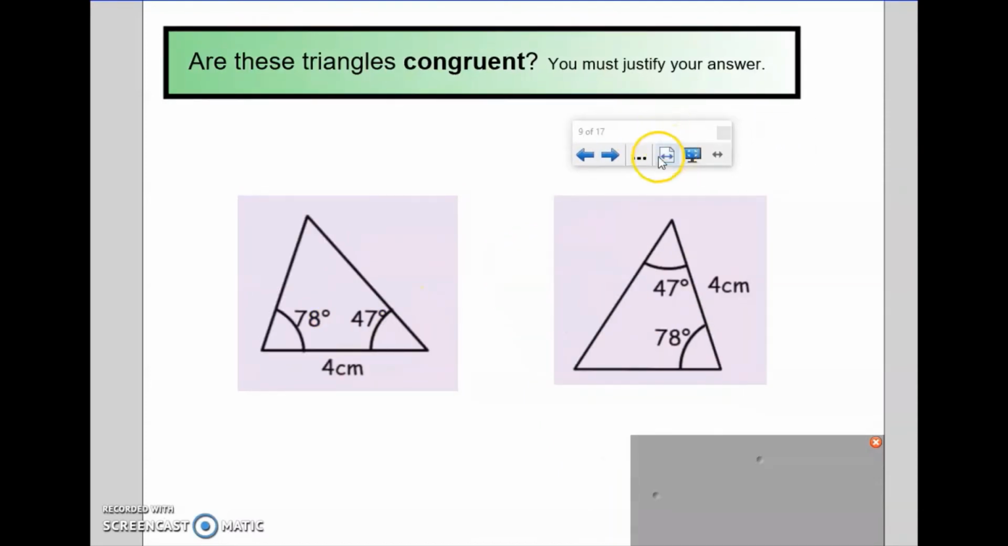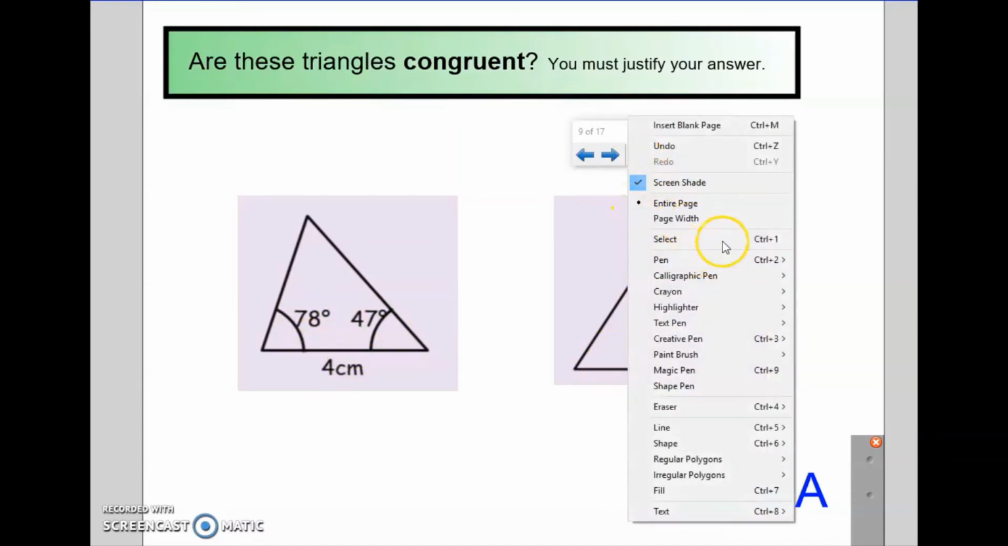Okay, so we'll have a little look at this question here. Are these triangles congruent? So I'm going to look at both the triangles. I've got an angle of 78, an angle of 47, and the side in between those two angles is 4 centimeters. I've got an angle of 47, an angle of 78, and the side in between those two angles is 4 centimeters. So this time I'm going to say yes, they are congruent, and my justification is ASA, angle, side, angle in that order, angle, side, angle in that order.